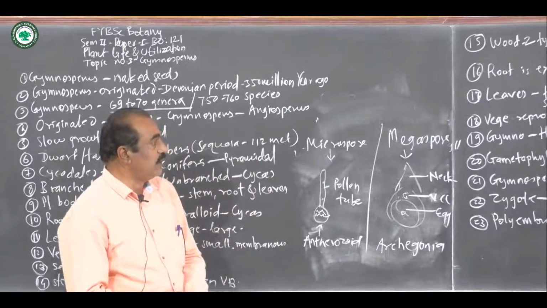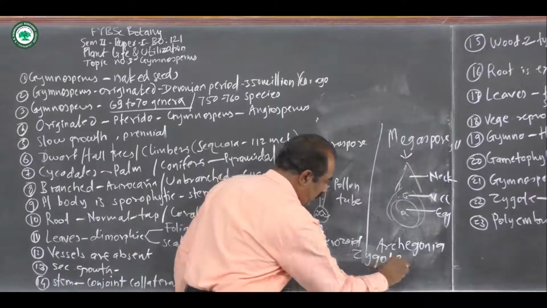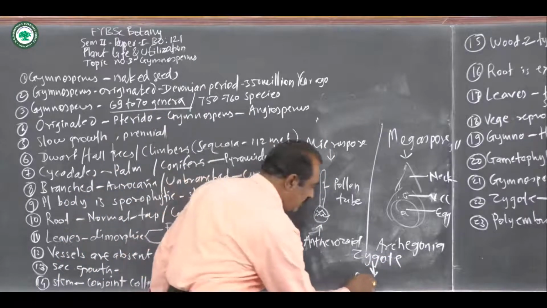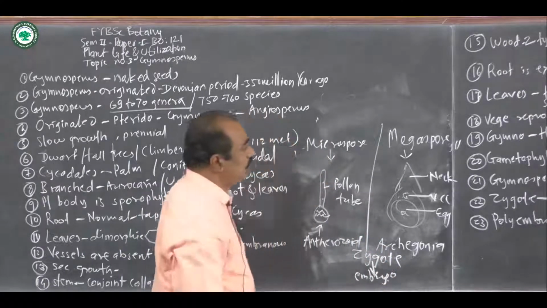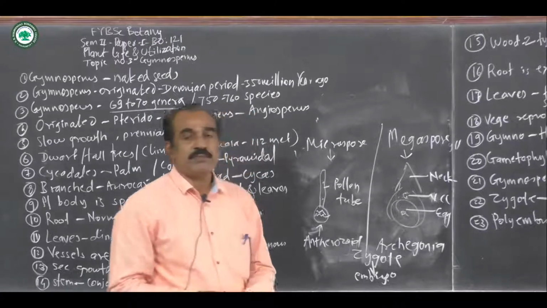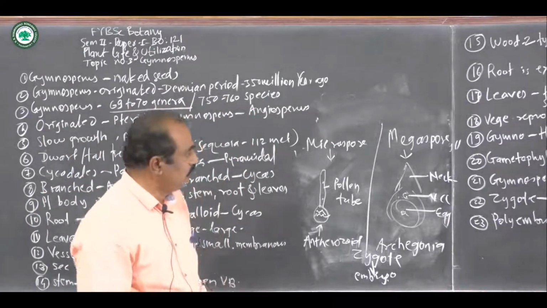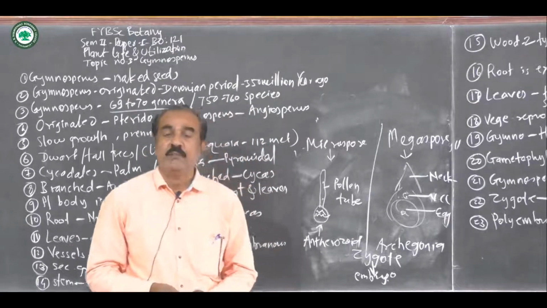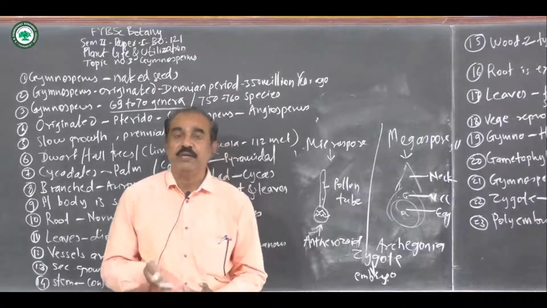Now after fertilization, the zygote is formed, and the zygote develops into the embryo. Now gymnosperms are anemophilous in nature, that means they are wind pollinated. In gymnosperms polyembryony is also there, but finally only one embryo is functional and develops into a new plant.